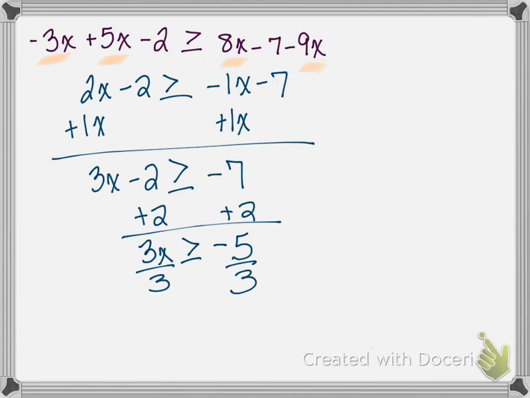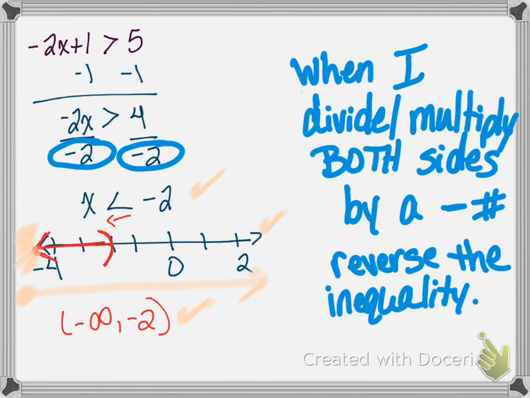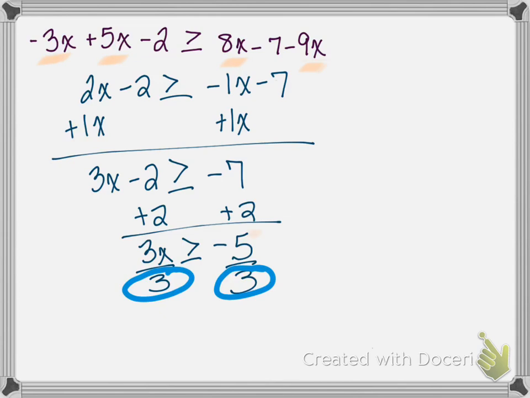Now, what number did I divide both sides by? Positive 3. So my rule is when I divide both sides by a negative number. The fact that I've got a negative on my numerator doesn't matter. What matters is that I divided both sides by positive 3. So I don't touch that sign because my 3 is positive. The fact that the 5 is negative doesn't matter. Okay? So then my answer is x is greater than or equal to negative 5 over 3.